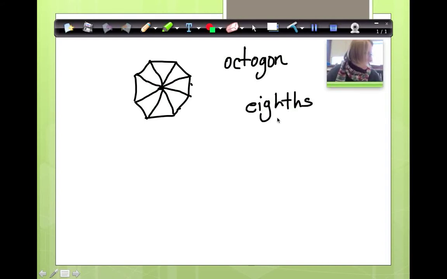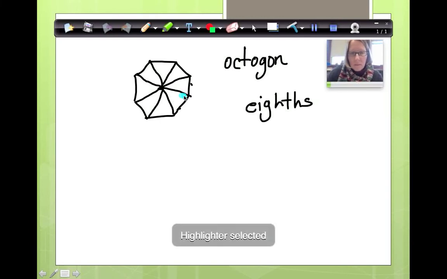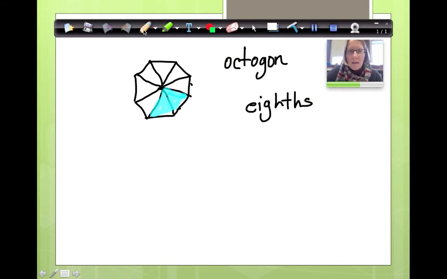Okay, now I'm going to shade some. How many did I shade? I shaded 2 eighths. Now let's write it in fraction form. So how many parts? 1, 2, 3, 4, 5, 6, 7, 8. How many are shaded? 1, 2 goes on top.